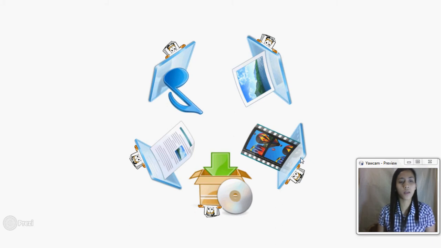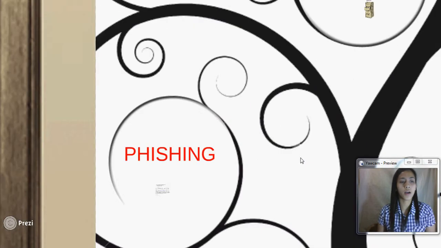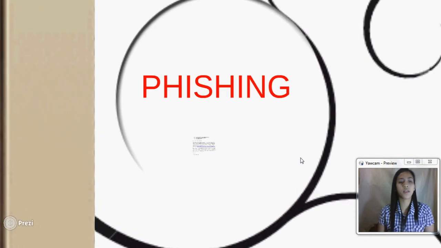So now that we know the different pests we have, we can go to the different threats we have on internet security. One is phishing. Phishing is an internet scam that is set to deceive users to steal information from the victims, and they usually steal bank accounts or passwords.